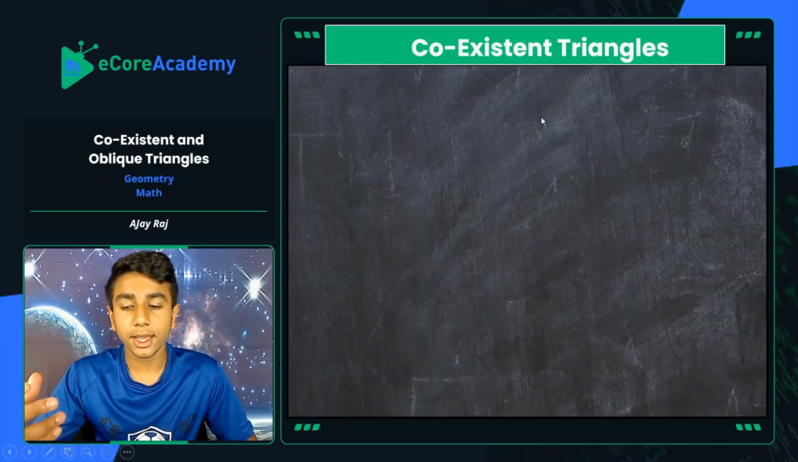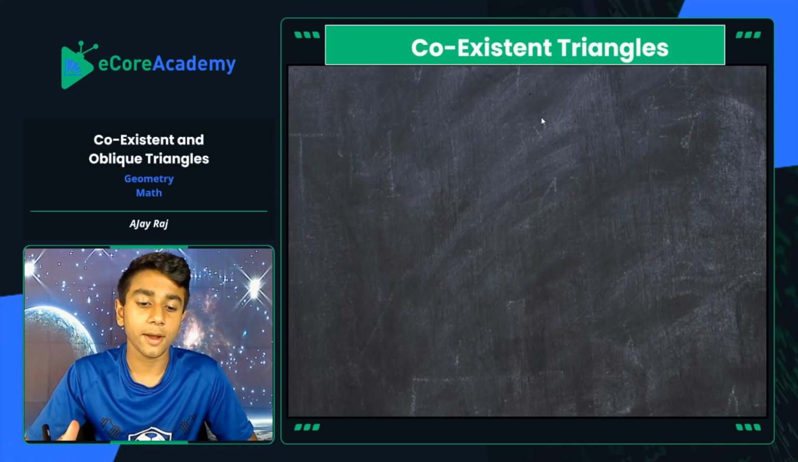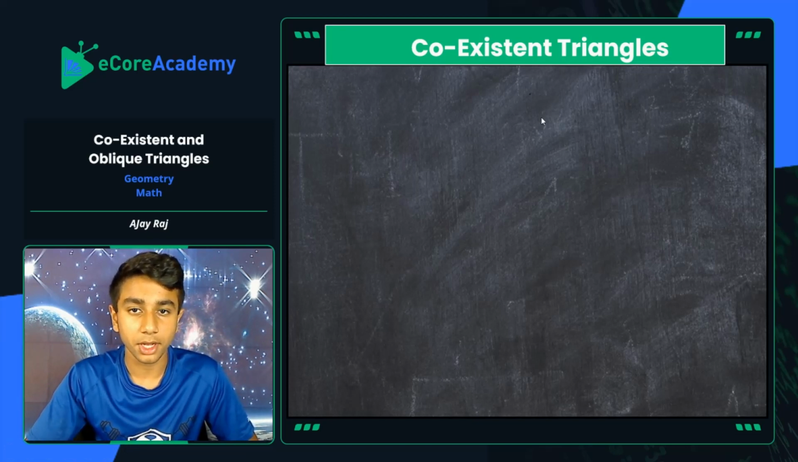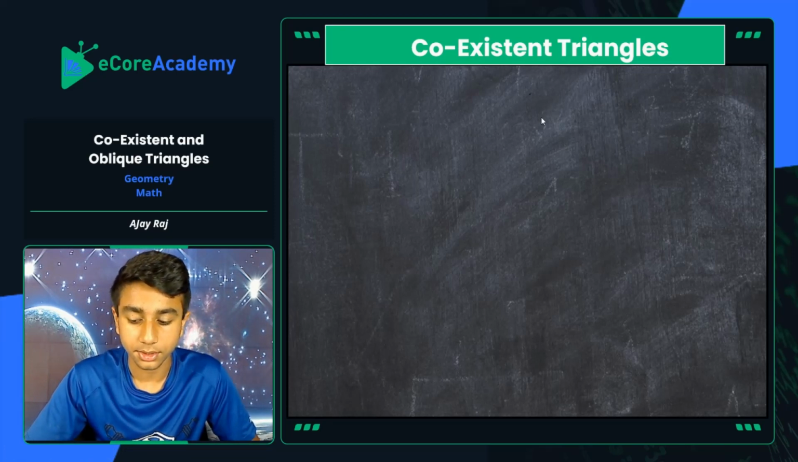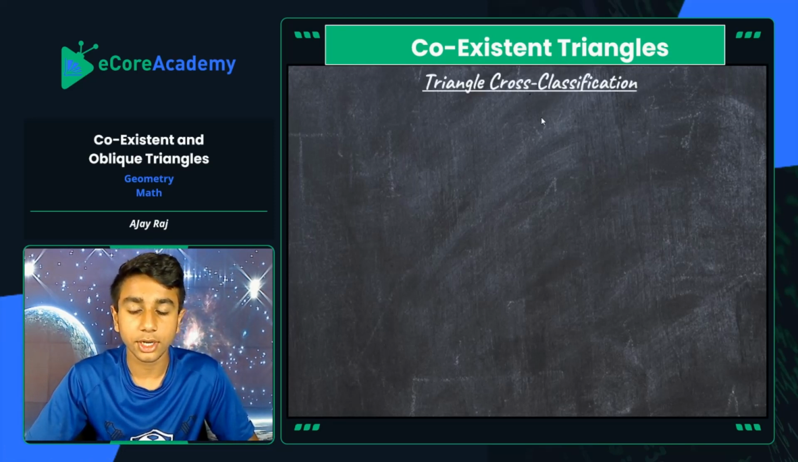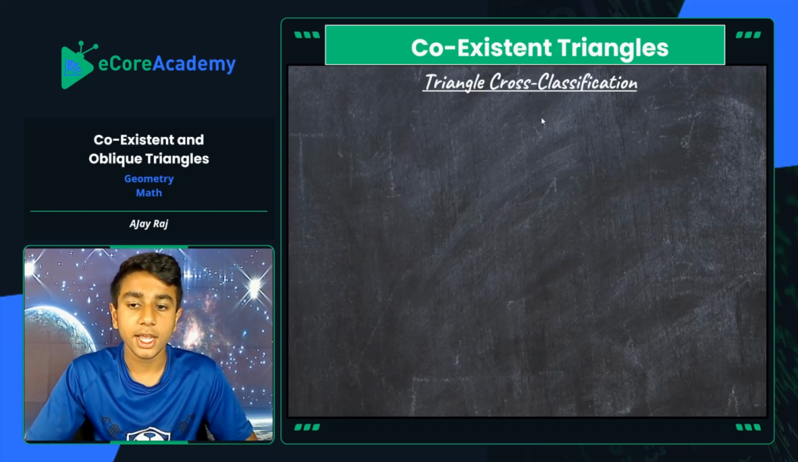Let's start off by looking at coexistent triangles. What exactly are coexistent triangles? Then we're going to later discover all the different possibilities and combinations with these coexistent triangles. So let's look at triangle cross classification, which is another way of calling coexistent triangles. It's where you cross classify triangles with two different elements combined.